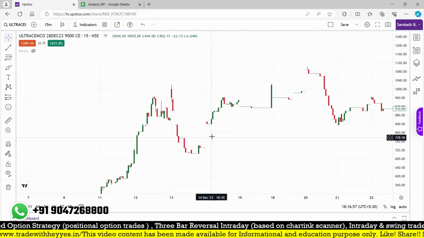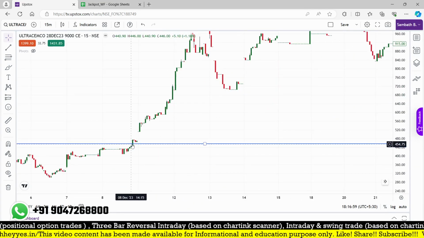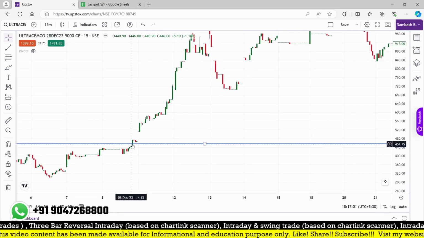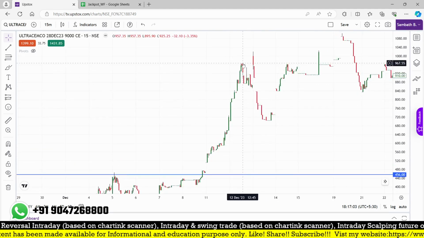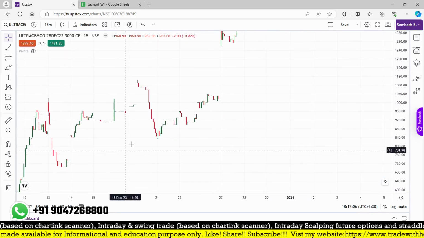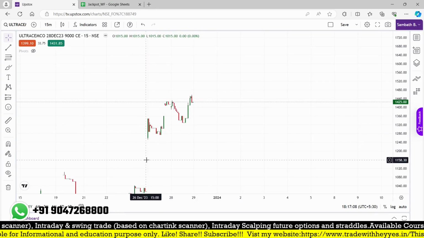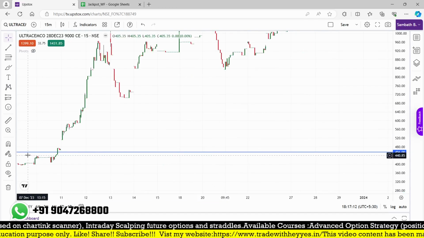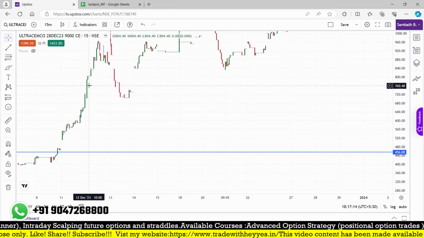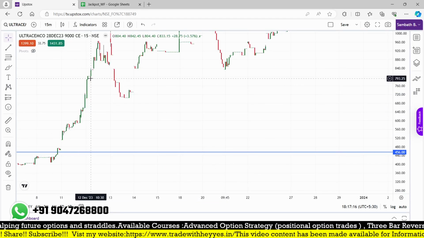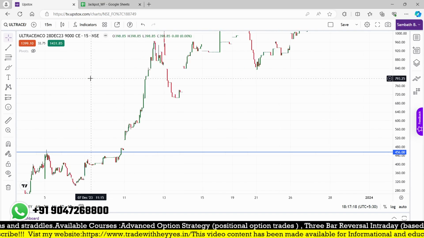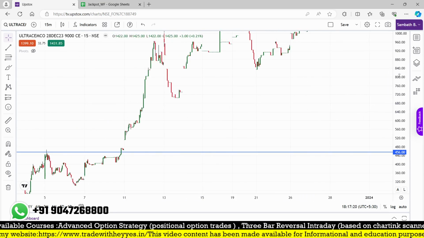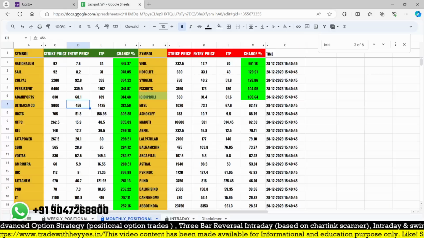So 456 is our entry point, which happened on 8th December. After that, it reached towards almost 900. Then recently, yesterday, there was a gap up of almost 1400. But from the entry at the 8th December closing hours, by almost 10th or 12th December, we had achieved our target. After that, it moved big. So no problem.